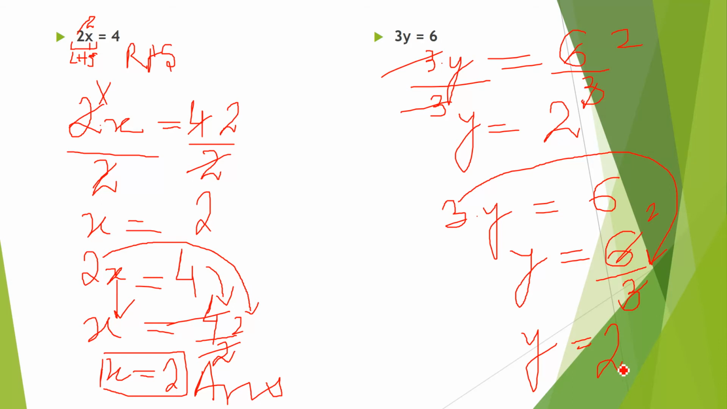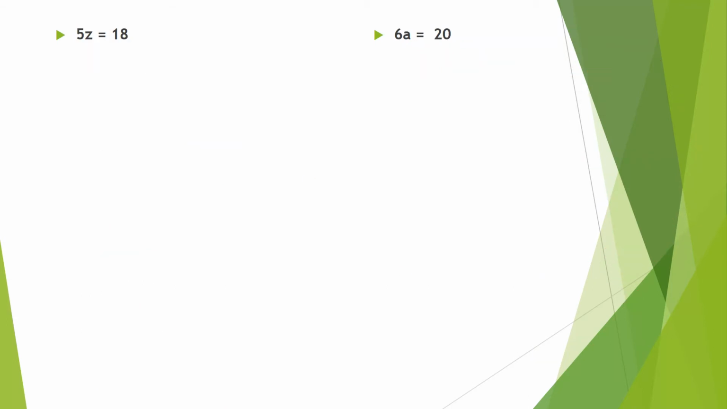I told you that you can check your answer whether it is right or wrong. How come? Just put the value of y here. So value of y is 2. 2, 3 times 6. So both sides should be equal. 6 equal to 6. It means your answer is right. We can solve two more questions.